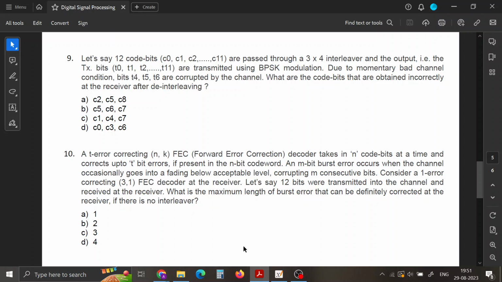Yeah, that I understand. But you have here a 3x4 interleaver. When I say data out, if I again write it as a matrix, it will be 4 cross 3, right? But here certain bits were corrupted. So what exactly is going to happen at the other end? It's just the reverse operation.